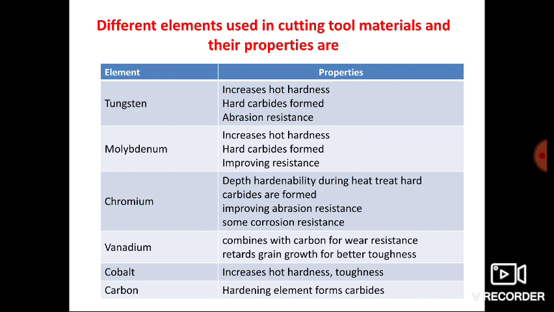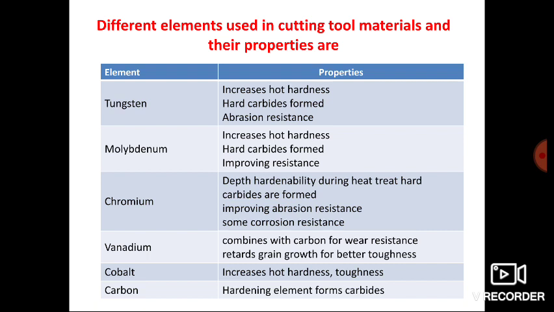Then chromium is added, so deep hardenability during the heat treatment is increased. Then carbides are formed, again abrasion resistance is increased by the addition of chromium, and we get some corrosion resistance if chromium is added, because while machining the cutting fluid is used. So the cutting tool comes in contact with the cutting fluid, so it may corrode. So to avoid that corrosion, sometimes chromium is also added. Then vanadium, it combines with the carbon for wear resistance, and it retains the grain growth for better toughness.